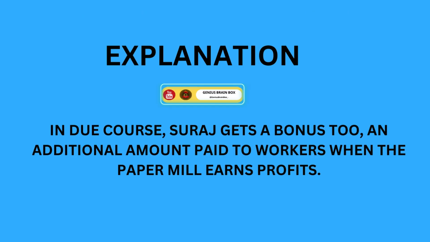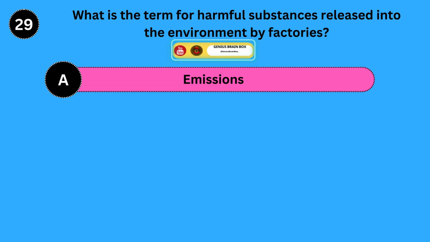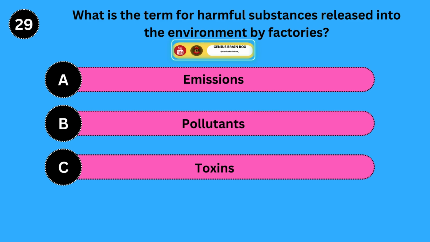Explanation. In due course, Suraj gets a bonus too, an additional amount paid to workers when the paper mill earns profits. What is the term for harmful substances released into the environment by factories?